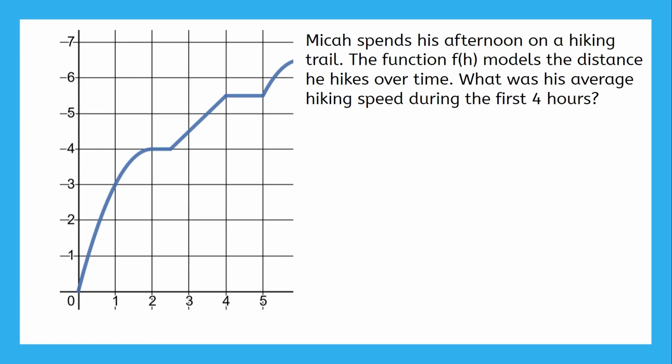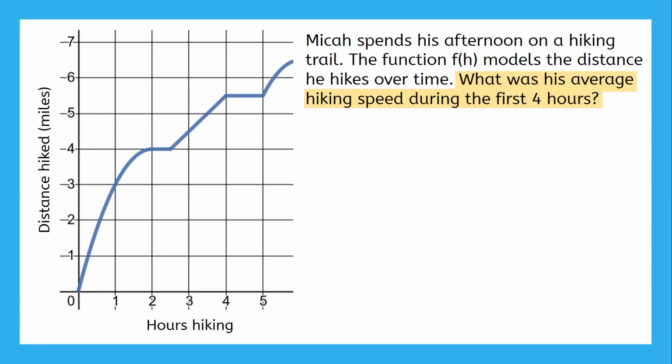Before we can read the graph, we need to know the input and output. How far he's hiked depends on how long he's been hiking. So the number of hours he's been hiking is the input, and the distance is the output. So now we can see that as time goes on, the distance he's hiked increases. How can we find his average speed during the first 4 hours?